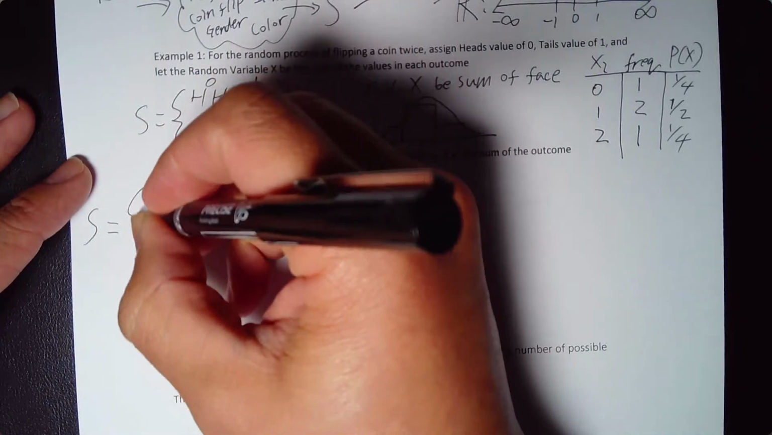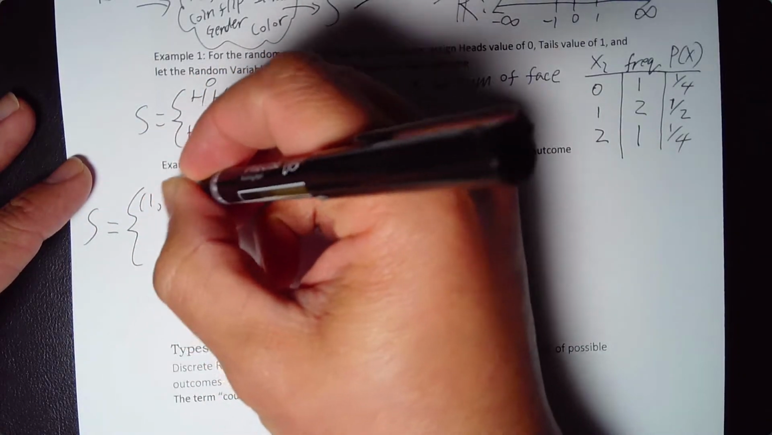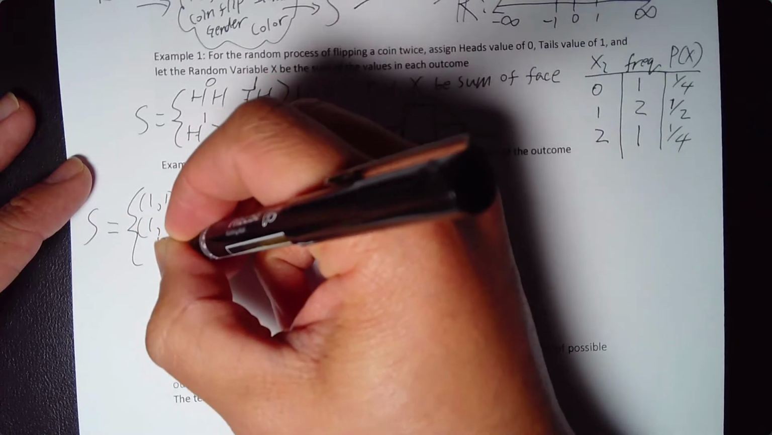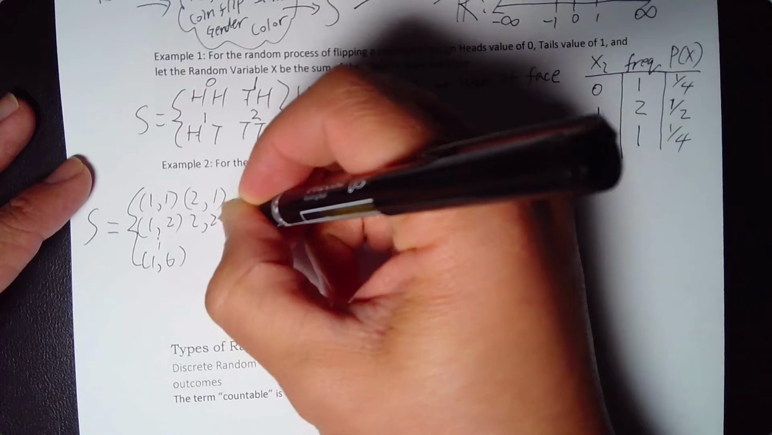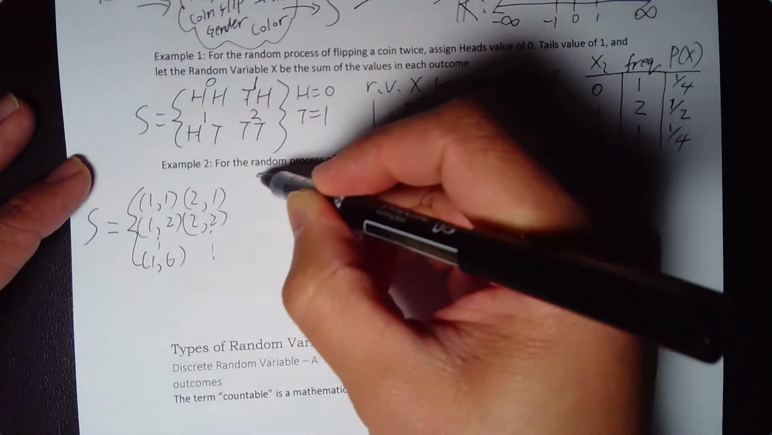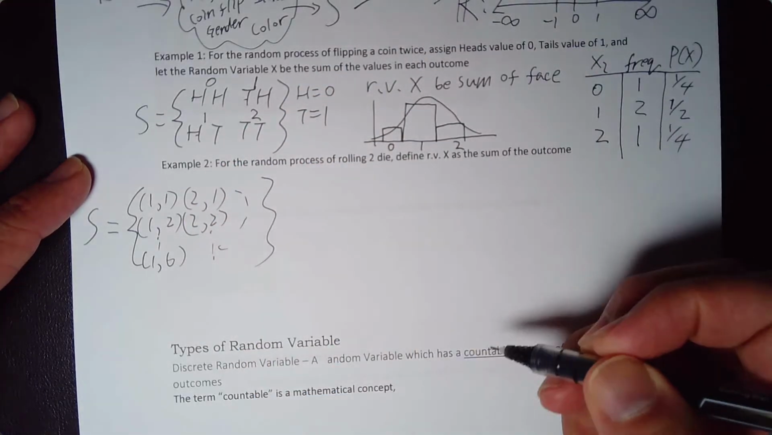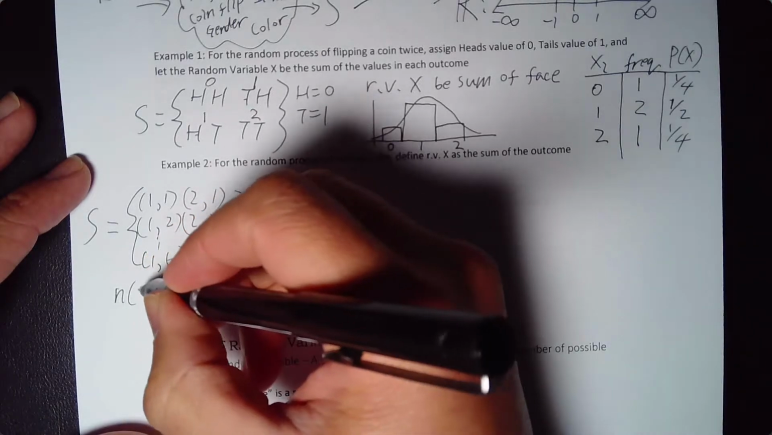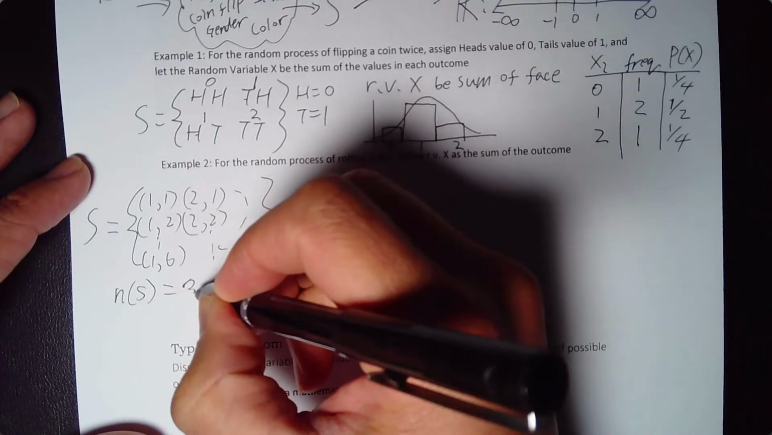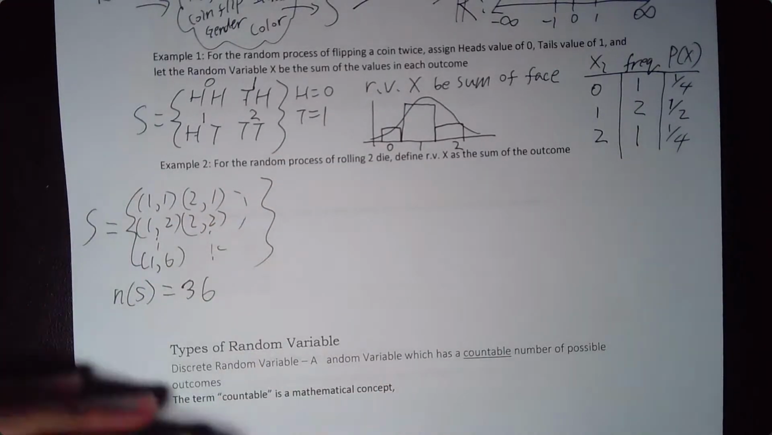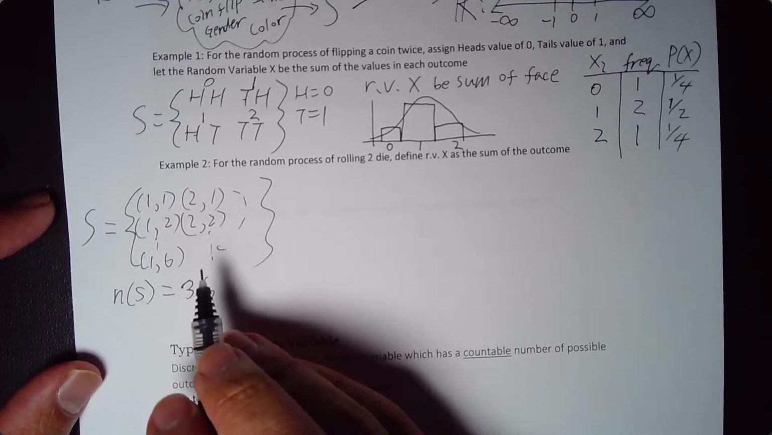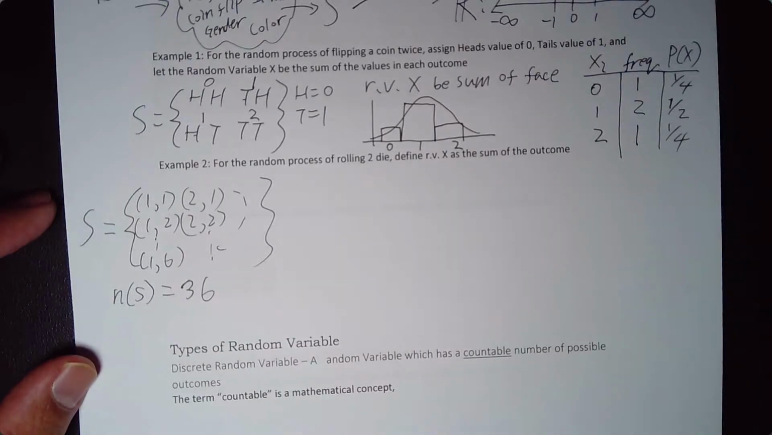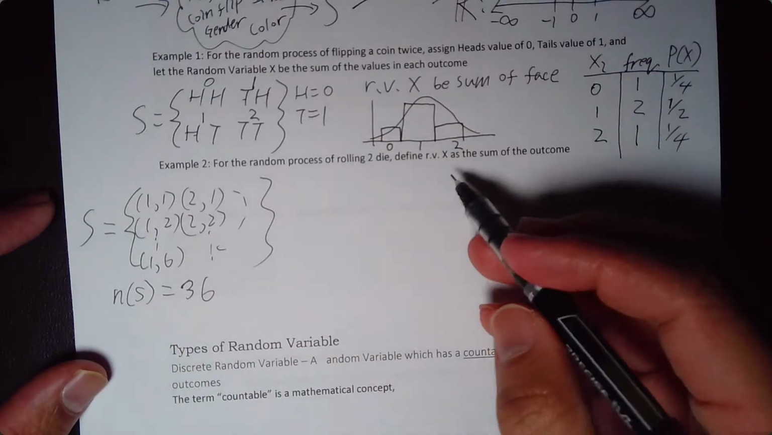My sample space is going to be 1 1, 1 2, and so on, 1 6, 2 1, 2 2, and so on and so on. I'm not going to write them all out. There are going to be 36 different possible outcomes. Now, the 36 elements in the sample space. But what about random variable x?